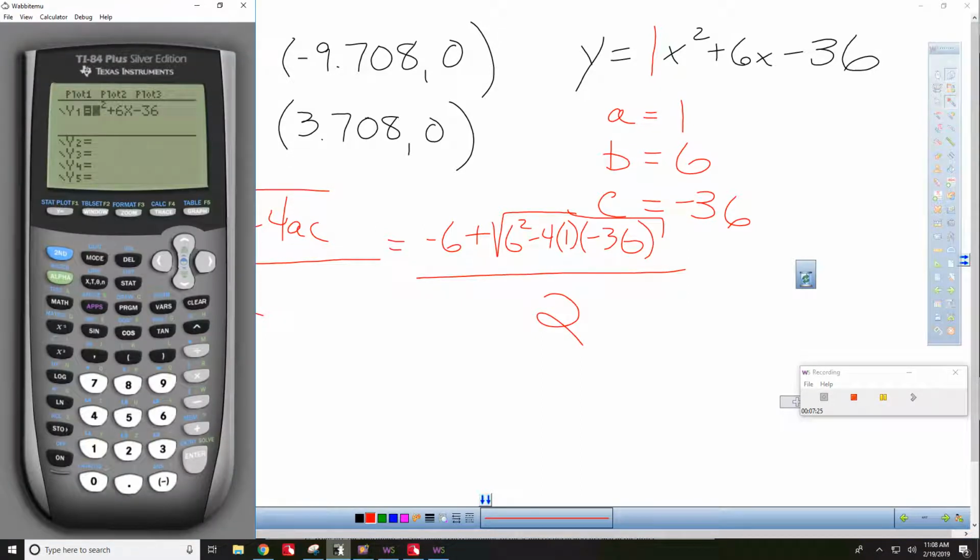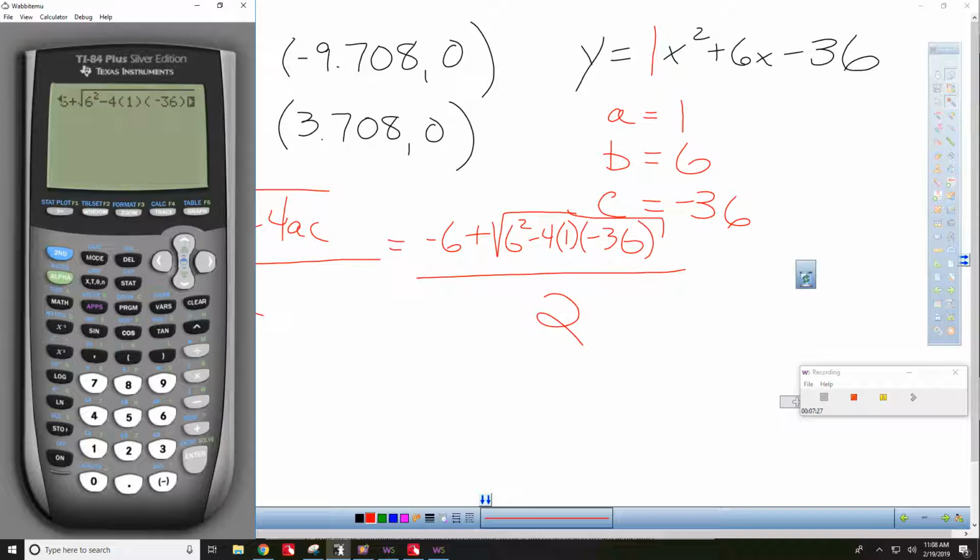All right. Here we go. Check this out, Carson. Negative 6 plus. There's no plus or minus key. We have to do them one at a time. That's why I only wrote a plus there. Okay? Square root, 6 squared minus 4 times 1. I'm not going to skip that because I don't want to confuse you. Sometimes that won't be a 1. Times negative 36.